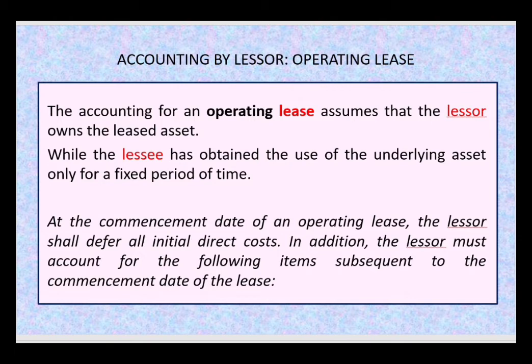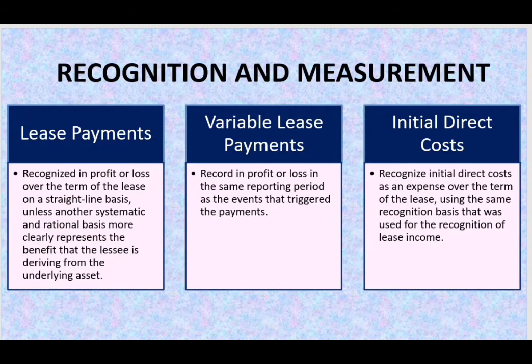So now, when a lease is classified as an operating lease, the underlying asset stays in the statement of financial position of the lessor and is presented according to its nature. Okay, so for my part, I will cover recognition and measurement under the lessor perspective.